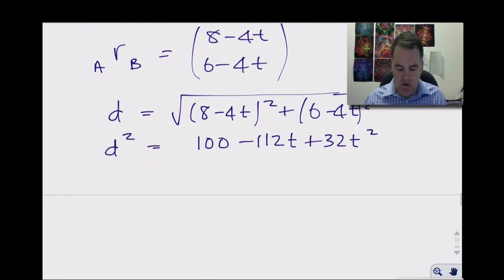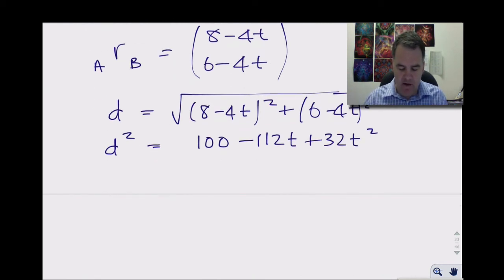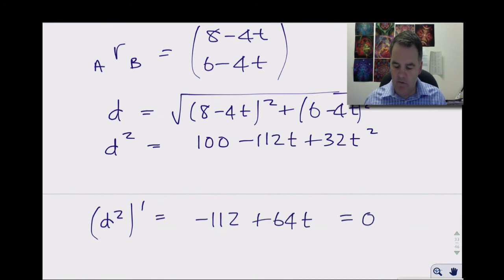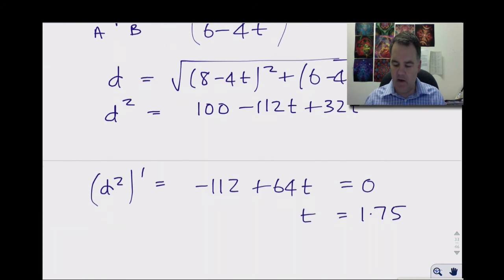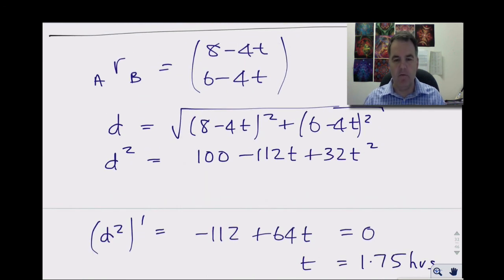Okay, so I'm going to do a little bit of calculus here and say the derivative of d squared, this is really shorthand, is negative 112 plus 64t. And if you solve when that equals 0, you'll see you also get 1.75, and in this case it's hours. And then we can go back again and substitute 1.75 and find that distance.